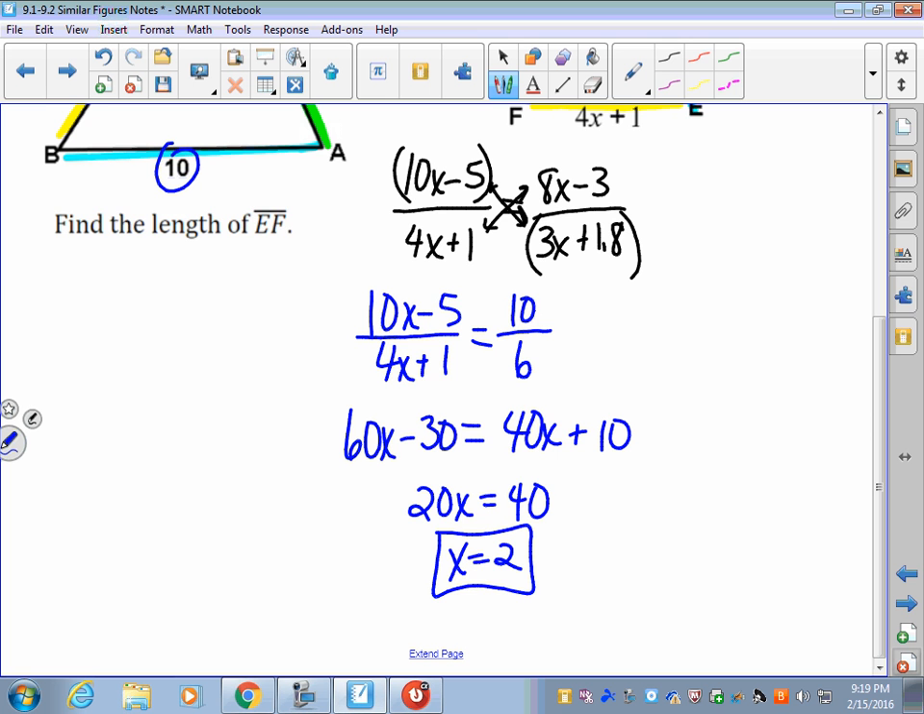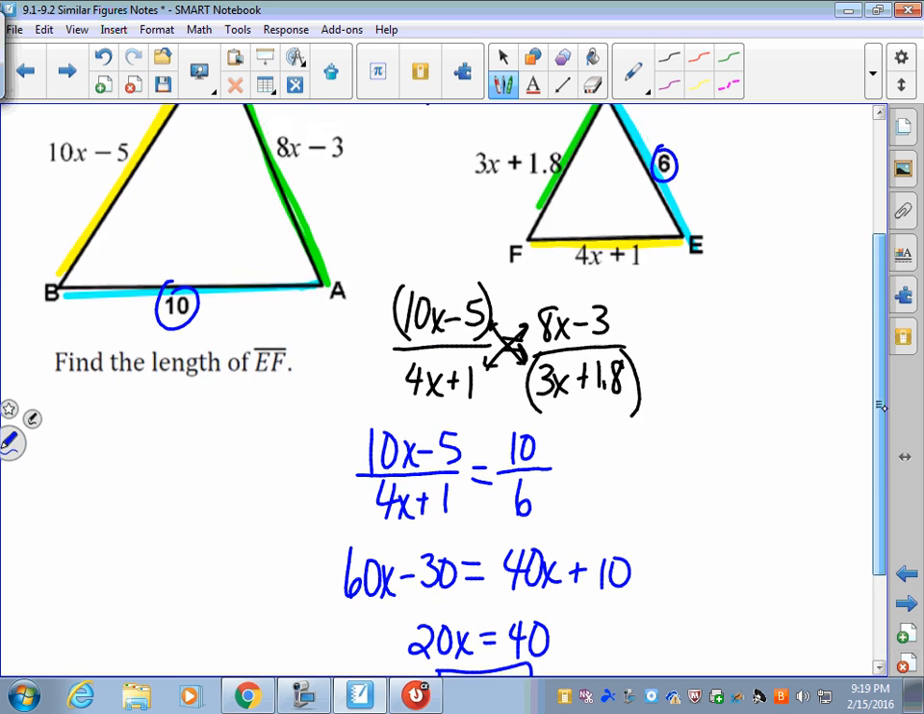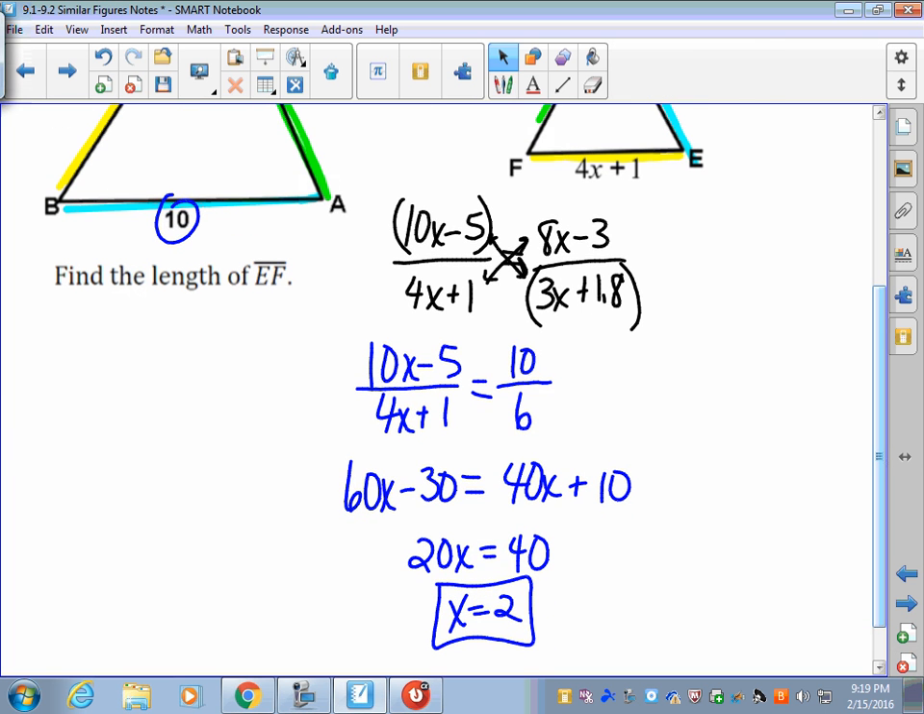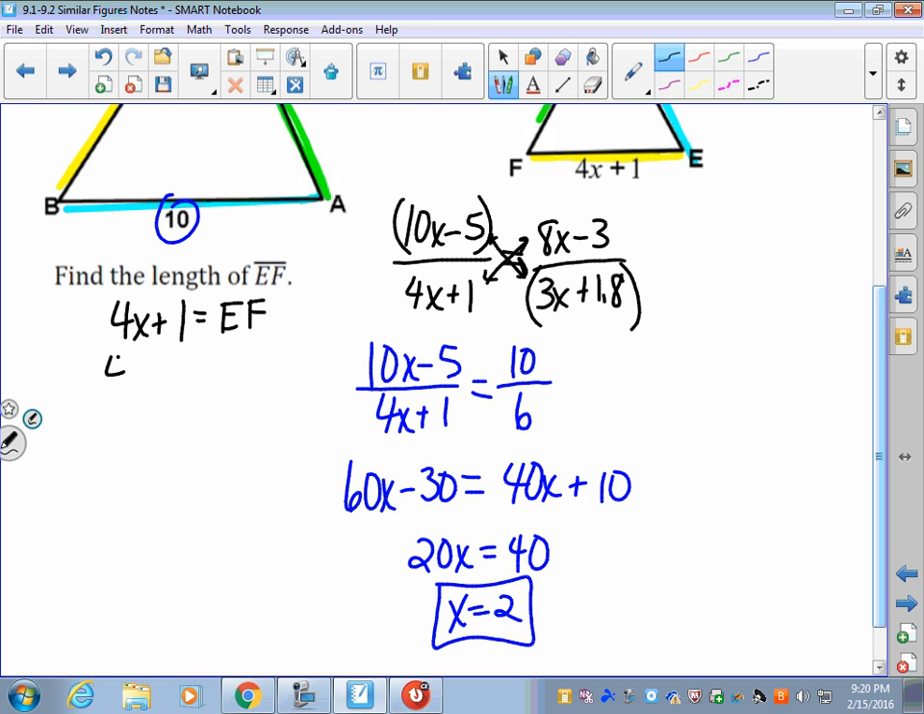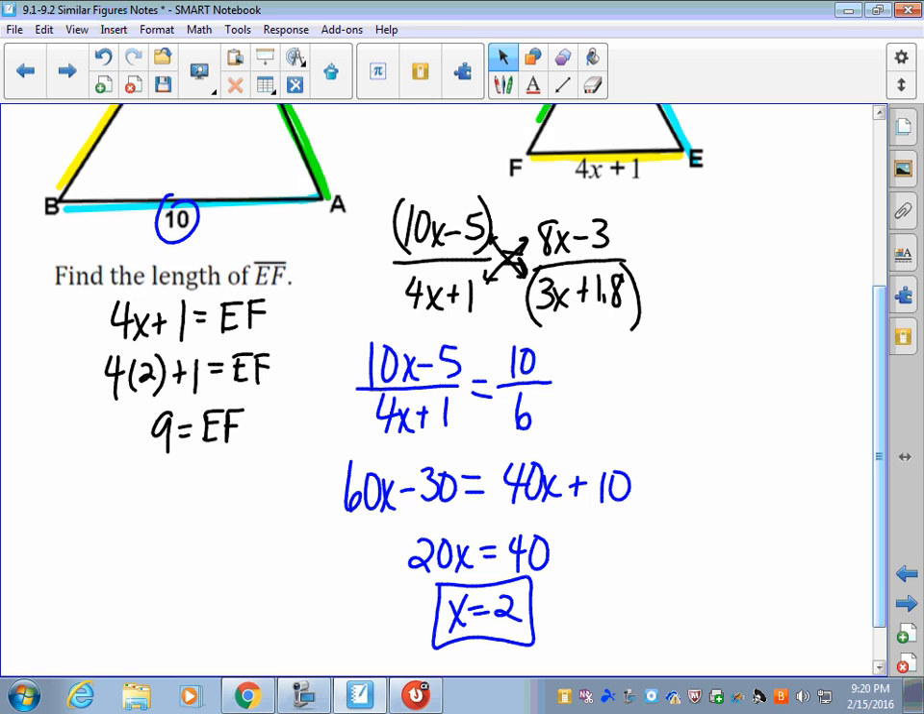And they want us to find EF, so we're going to go back and plug that in for EF. And EF was the 4x plus 1, excuse me, was the EF. We're just going to plug that in. 4 times 2 plus 1. I already know you know that mentally, but just in case, so we know it's 9. So work smart, okay? Do not overwork. Always use sides that you already have measurements for, because that is your scale factor, your similarity ratio that you can use, and then use 2 other sides.